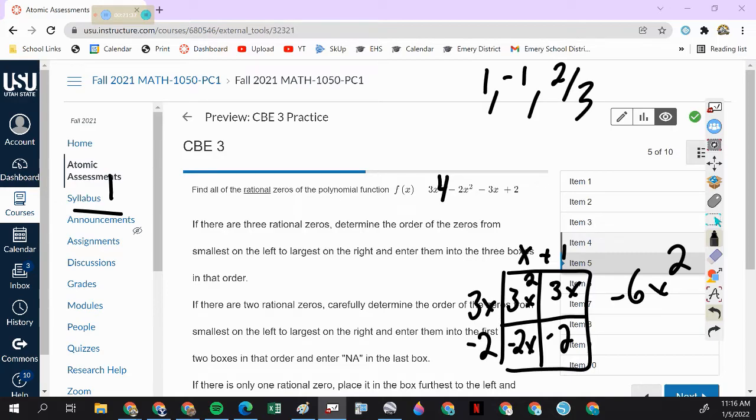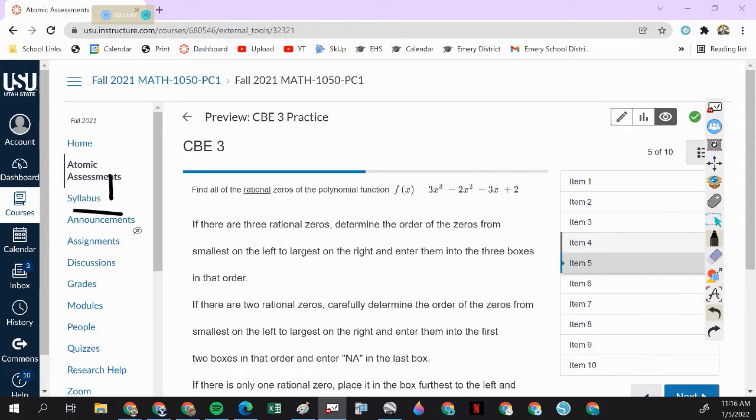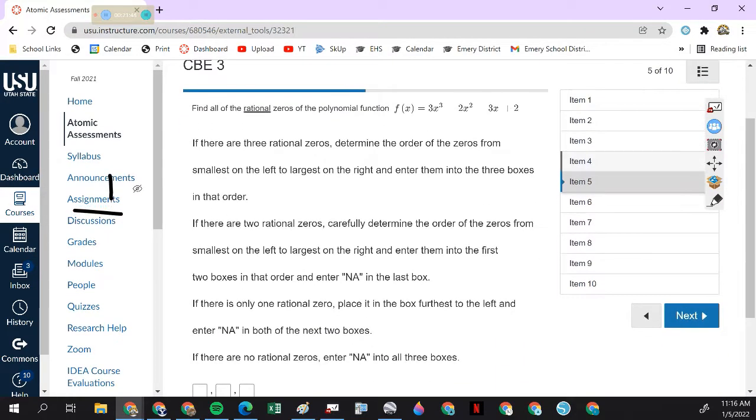But in this case, it says find all of the rational zeros, and then we have to figure out how they want us to type them in. All right, so list them from smallest to largest. If there are 2 rational zeros, carefully determine the order of the zeros from smallest on the left to largest on the right and enter them in the first 2 boxes and put NA in the last box. If the remaining quadratic does not factor, then put in 1 rational zero and put NA in the other 2 boxes. You guys clear with that?